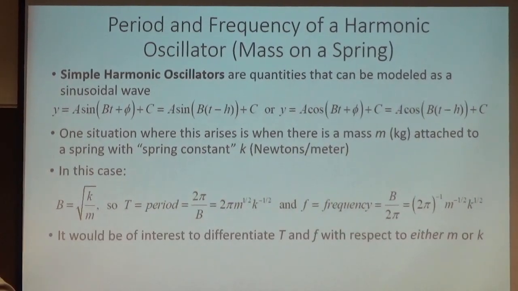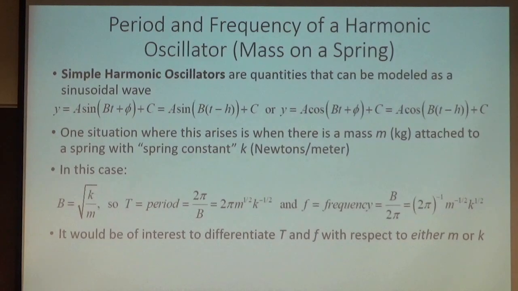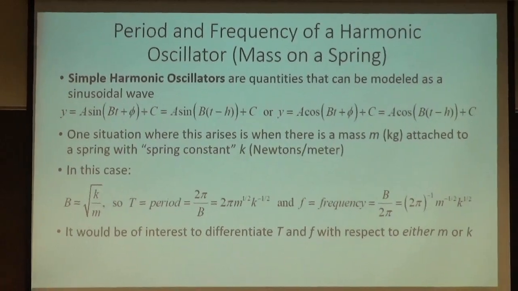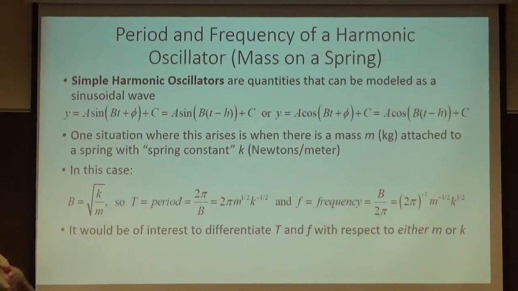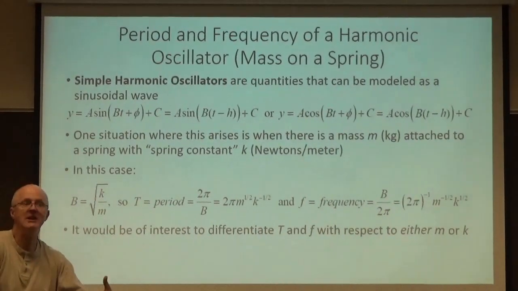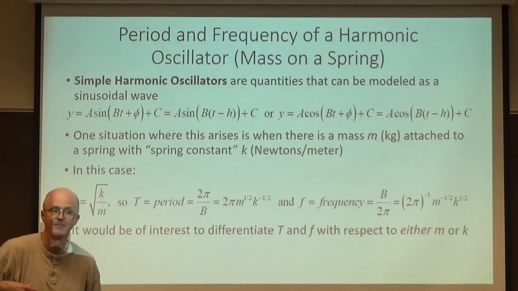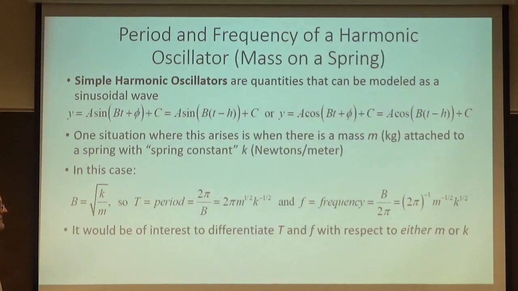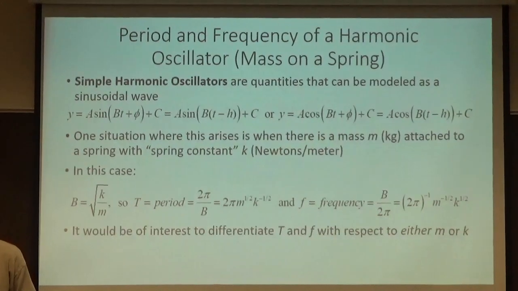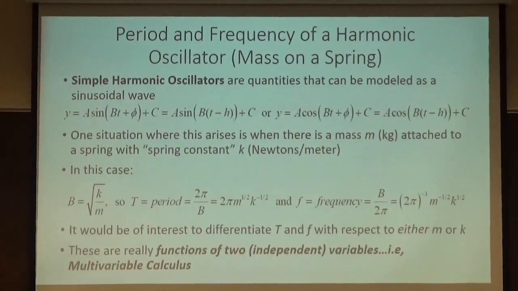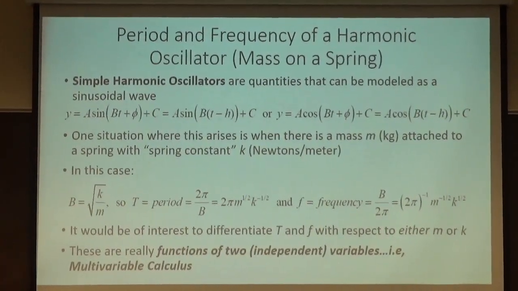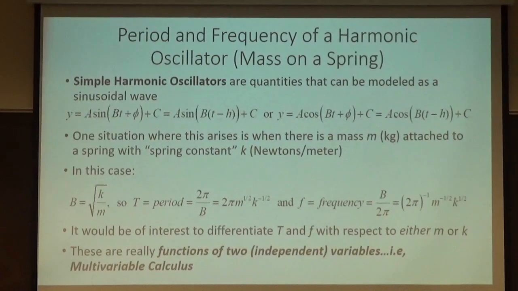What we have here are two quantities that we might be interested in working with, and we'd like to know how they change as m and k change, as the mass gets bigger because you change the mass, or as k gets bigger because you change the spring. How do these functions change? We might like to differentiate with respect to either m or k. These are really functions of two independent variables, m and k. This is multivariable calculus.